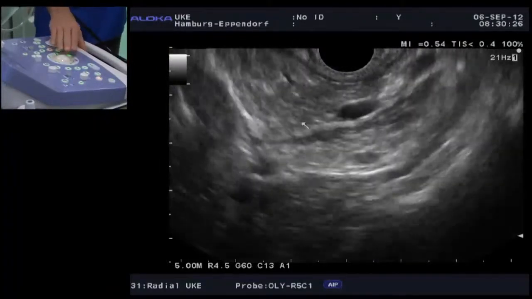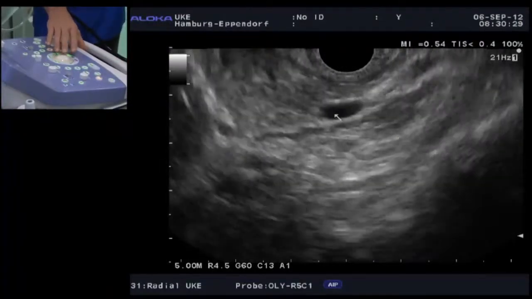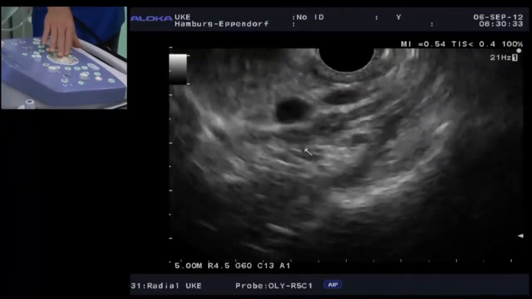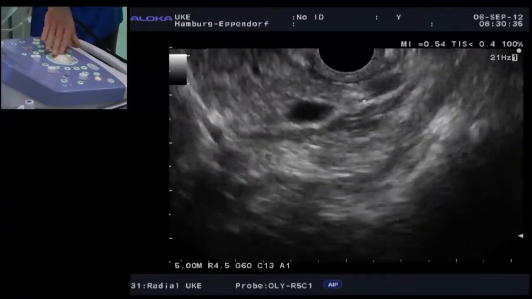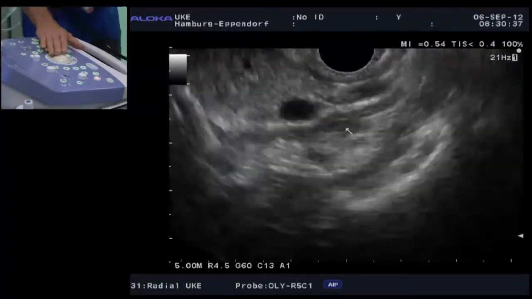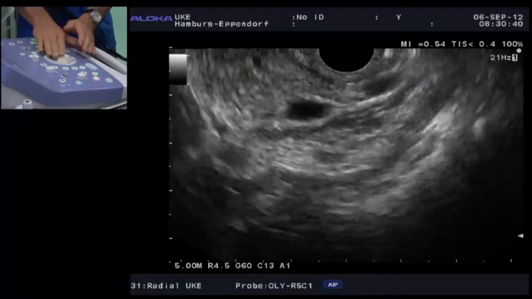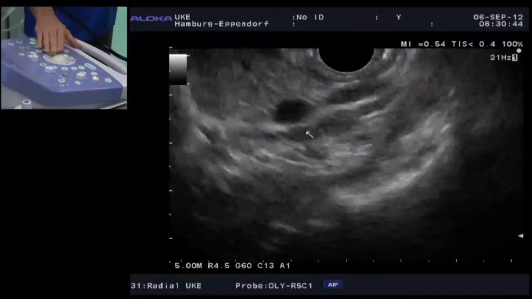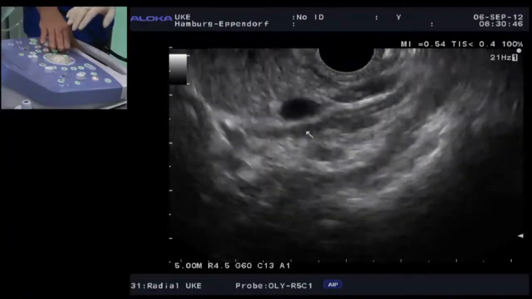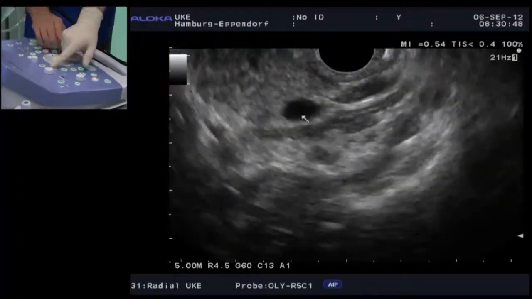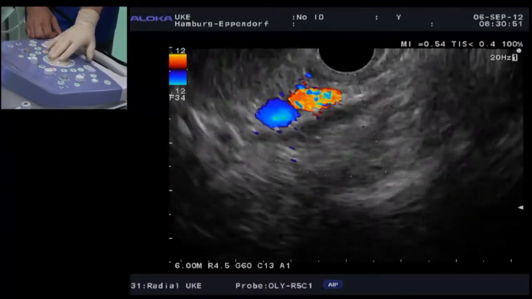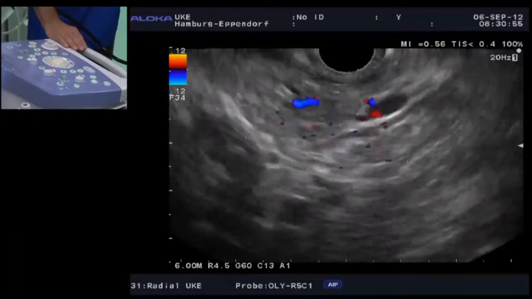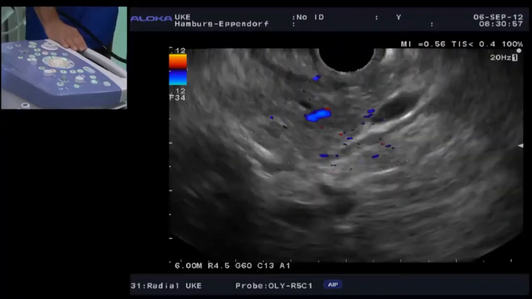Next I can show you, beside the pancreas, the left adrenal gland. You can easily see it here. Between the pancreas and the left adrenal gland, you can see the vessels flow here. You can see a splenic artery and splenic vein. So we have a complete anatomy, and I go back to the pancreas now.